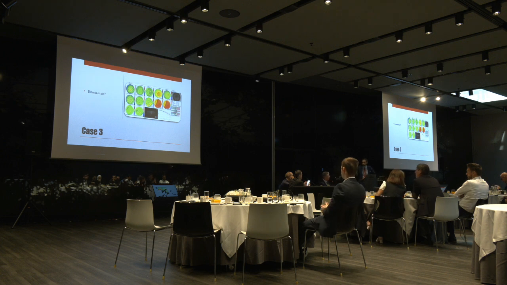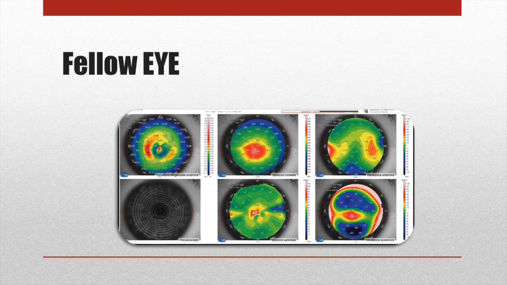So you think it's ectasia or it's suspicious? It could be, right? I don't know about the color scale and the pattern deviation. That is thinner. Yes, exactly. So you were right. This is the fellow eye.